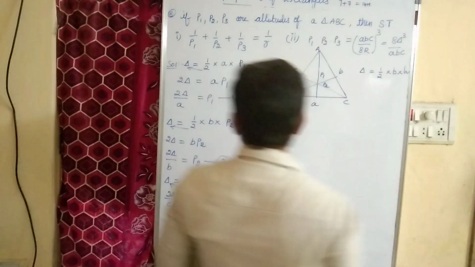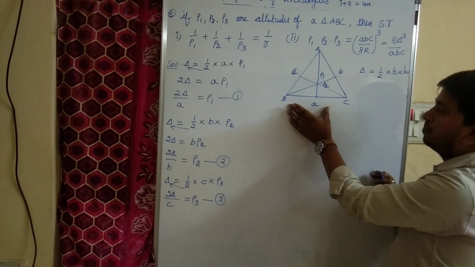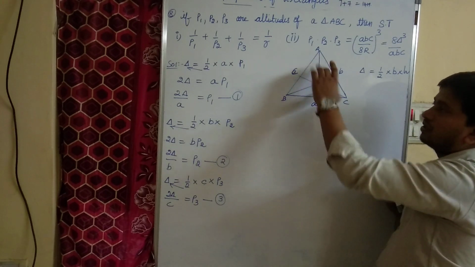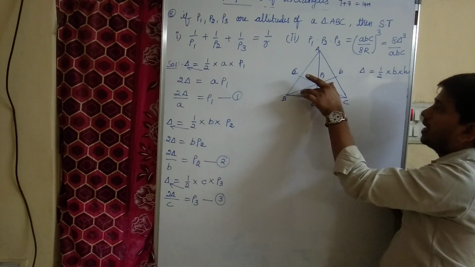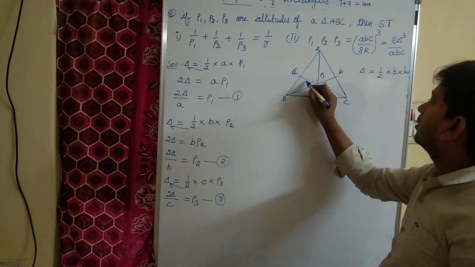Right? The thing is here, how we got equation number 1 and 2 and 3. Base is A, height is P1. If base is B, height is P2. If base is C, height is P3.